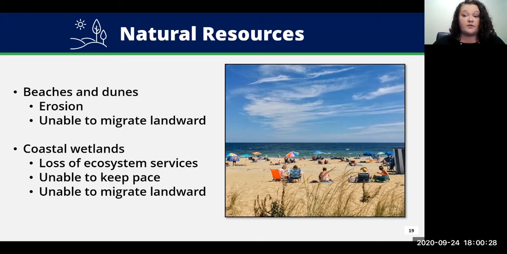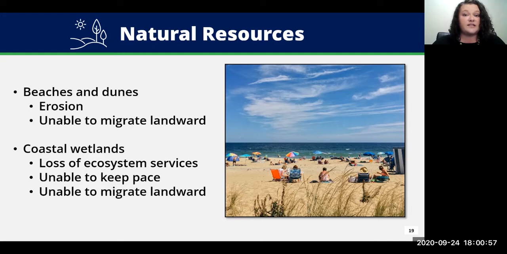Loss of the tourism revenue from our beaches would have a direct impact on the state's economy. Our coastal wetlands are also likely to be impacted by sea level rise. By their very nature, wetlands are in low-lying areas on the boundary between land and water. They provide a variety of benefits, including habitat for commercially important species, the removal of sediments and other pollutants from our waterways, and protection against storm surge and flooding.